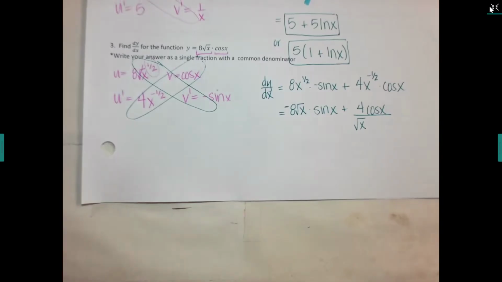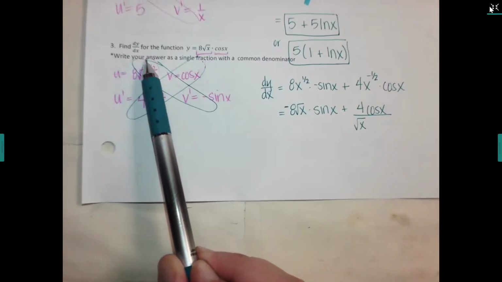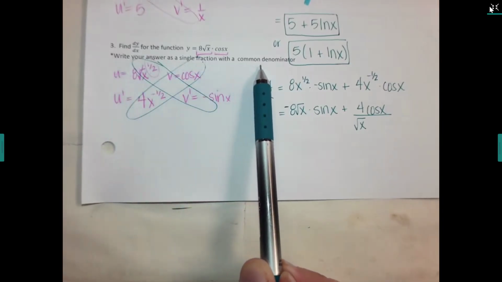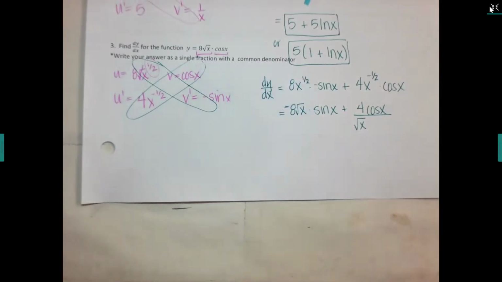Then from there, okay, if you look at your notes here, or your instructions, it says write your answer as a single fraction with a common denominator. So if my second term has a root x on bottom, my first fraction has to be the same. So I'm going to put a root x here.